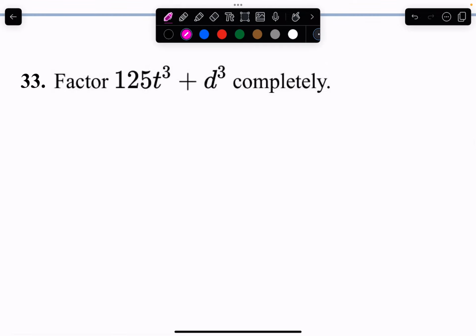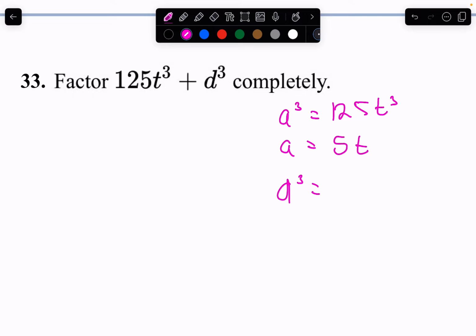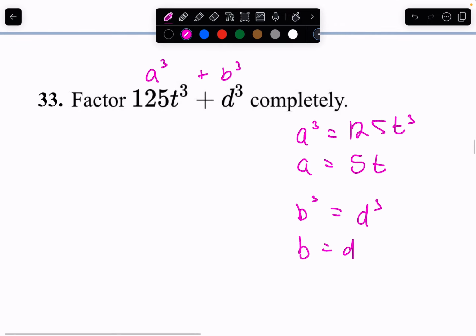So if we're following this pattern, if our a cubed is 125 t cubed, a is just going to be 5t. If b cubed is equal to d cubed, that just means that b is going to be d, right? Because if we're following that pattern, this is our a cubed plus b cubed, if you look on your summary sheet. So we now know what a and b are, so we could just plug it into that formula.